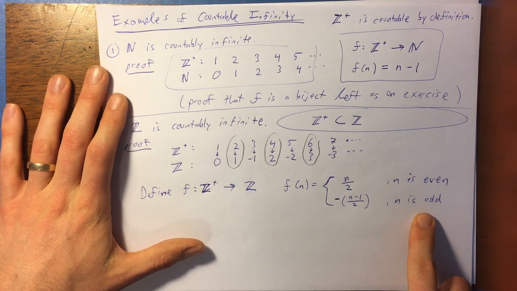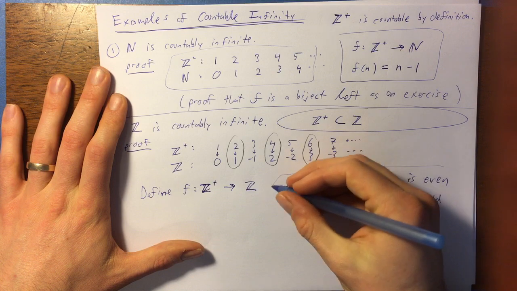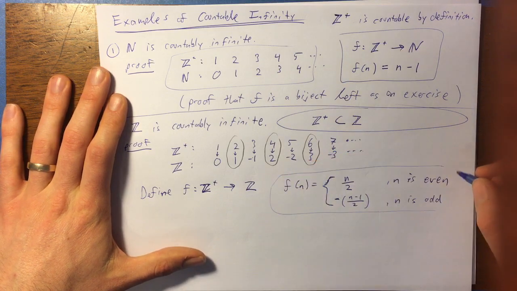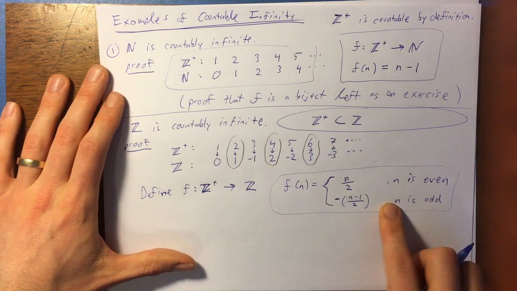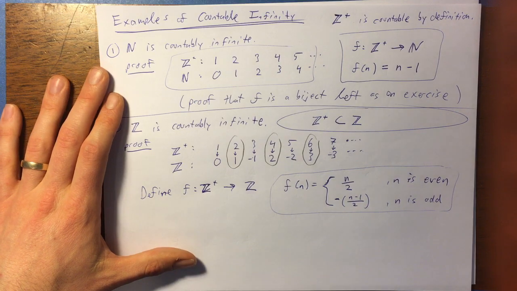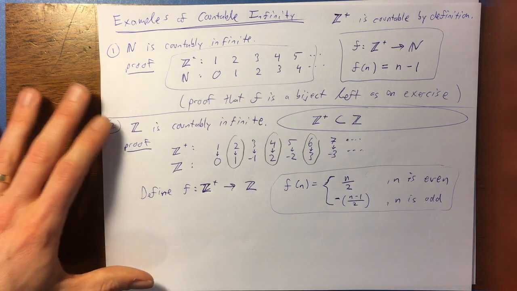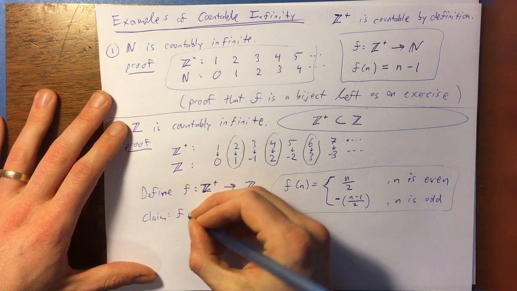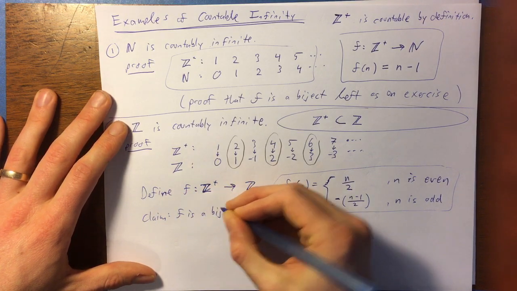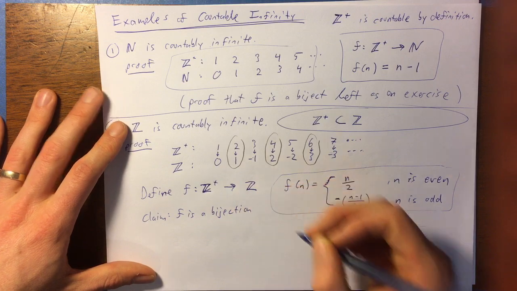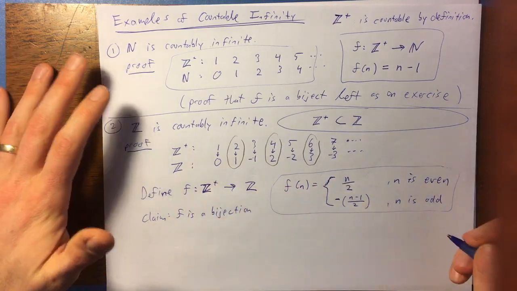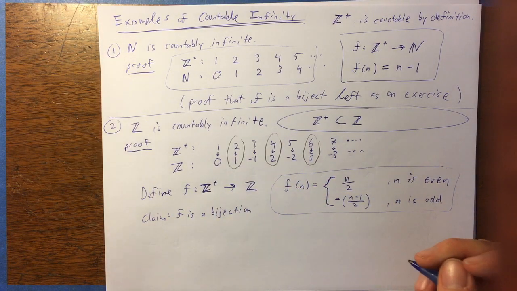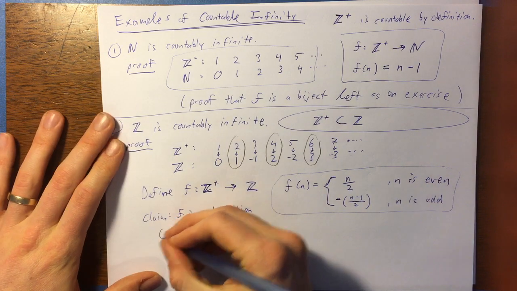So that's what happens if it's odd. So here we go. We have this piecewise defined function here, and we are going to prove that this is both injective and surjective. So my claim that I want to prove here is that f is a bijection. Proving a bijection has two parts. You've got to prove that it's surjective and injective. I'm going to start with injective.